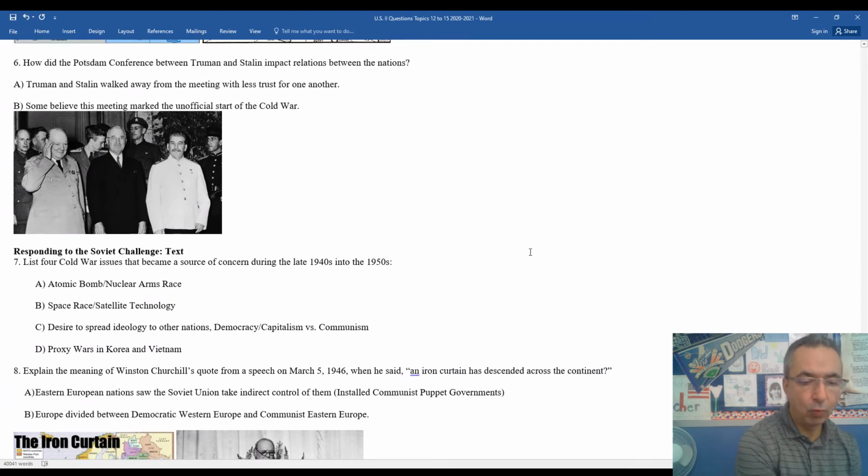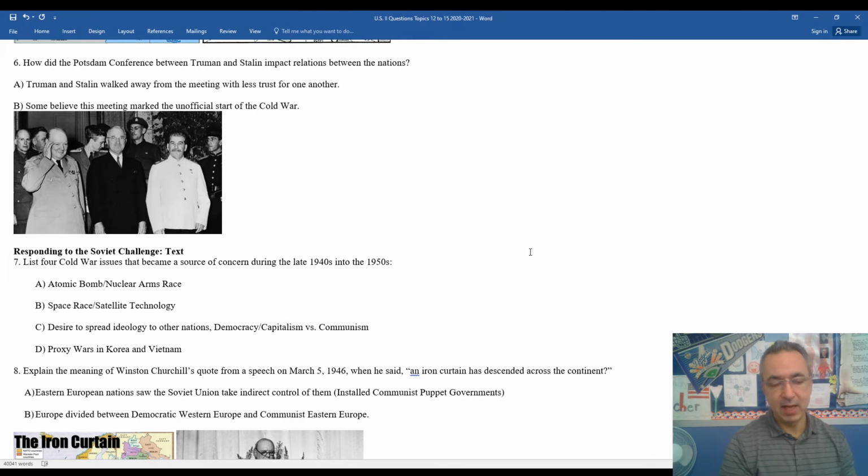Question 7 lists four Cold War issues that became a source of concern during the late 1940s into the 50s. The arms race: the United States had already developed the atomic bomb, and the Soviet Union was looking to do so as well. Eventually, they would look to expand upon the power of the initial atomic bomb. They have hydrogen bombs, nuclear bombs.